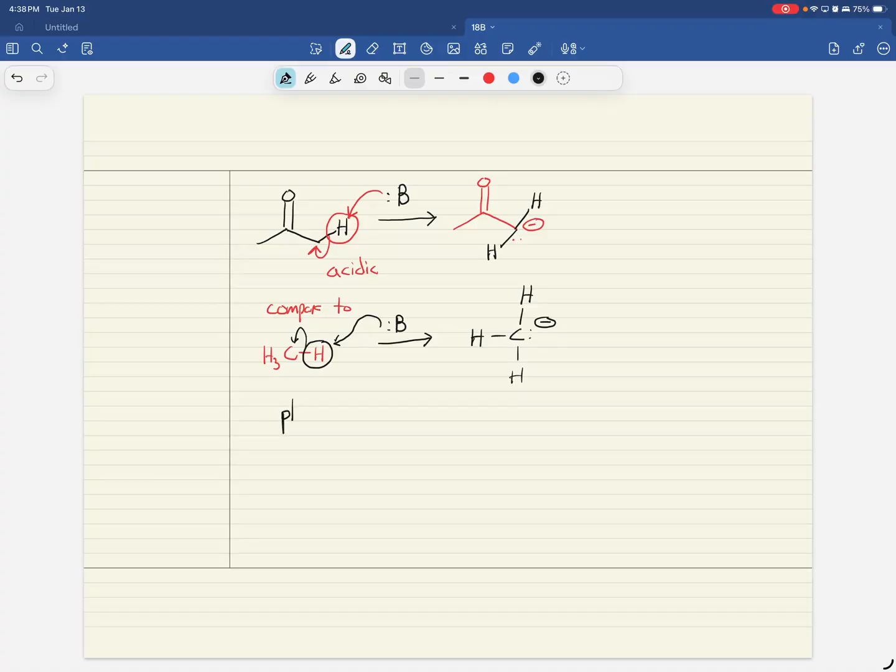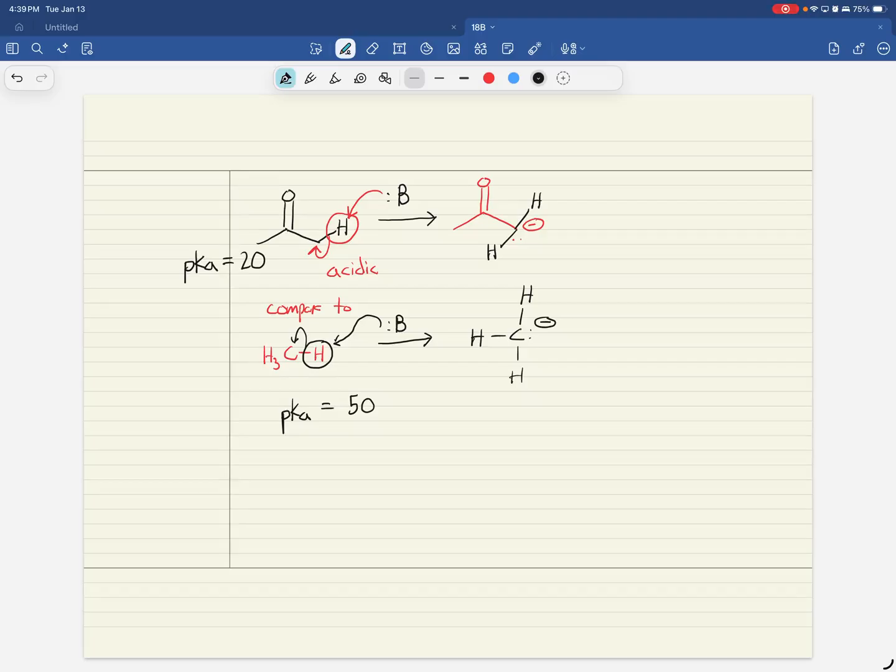All right, let's think of it this way. The pKa of this is about 50. And we want to take a guess, what's the pKa of this acetone right here? All right, I'll tell you. Anyone have a guess? Is it going to be more than 50 or less, do you think? Less. So it's like 10 to the power of 25 times more acidic. And there's a reason why.